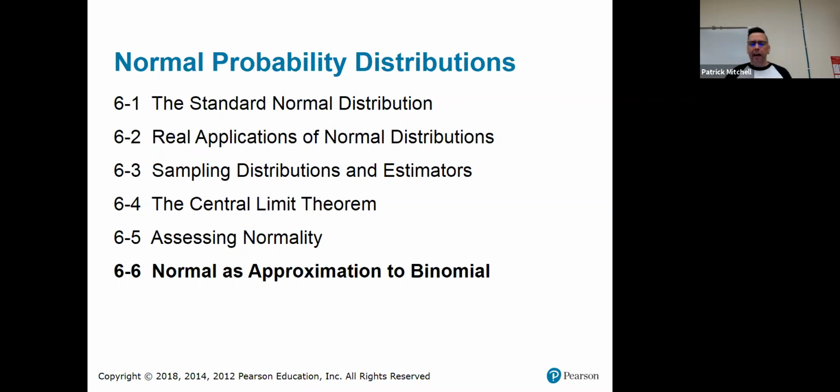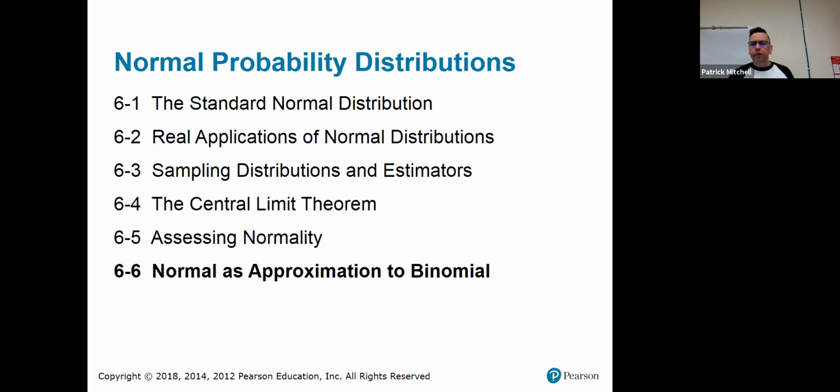So this is the last section that we cover in Chapter 6, Section 6.6, Normal as Approximation to Binomial. So remember in Chapter 5, we talked about the binomial probability distribution. We used the pop quiz as an example for that. We did the little pop quiz experiment, and then we calculated all those probabilities. What's the probability of getting 3 right by guessing?